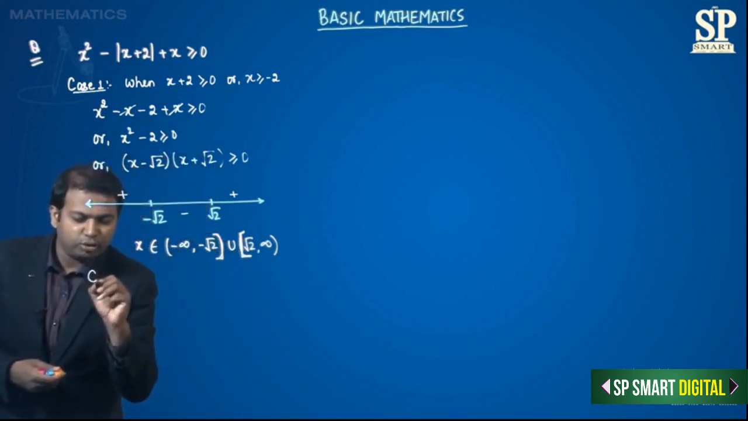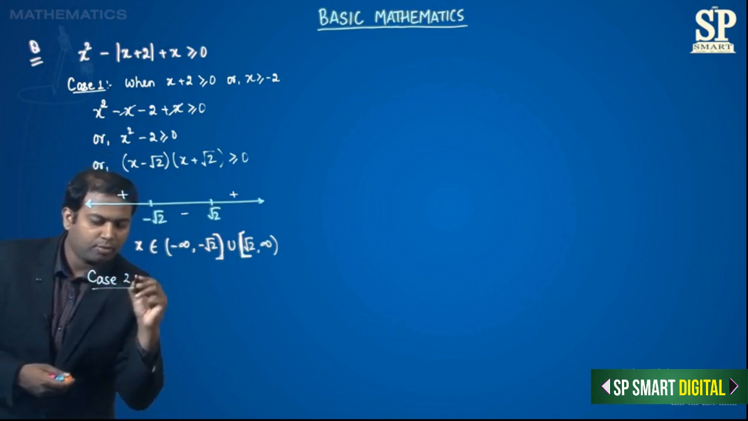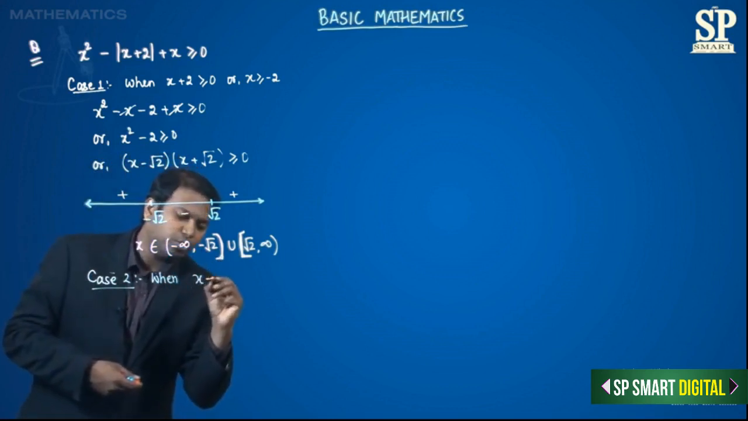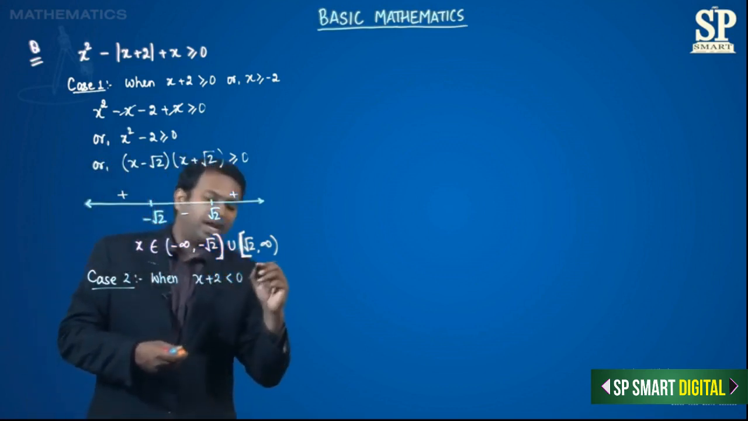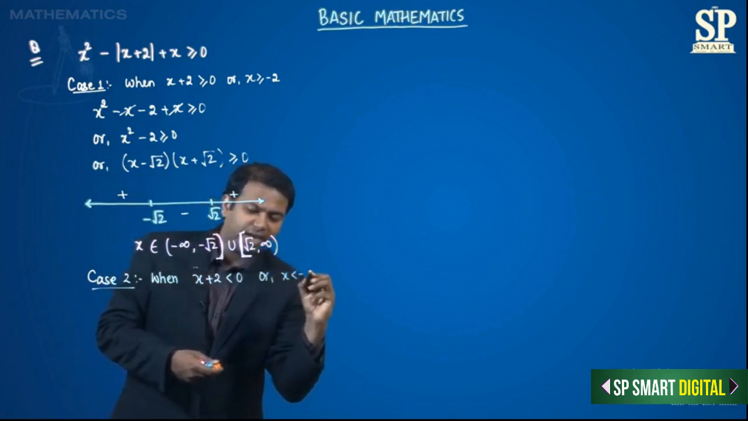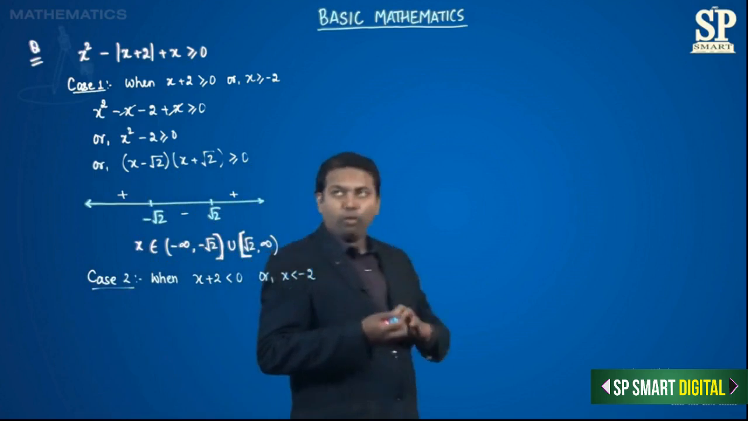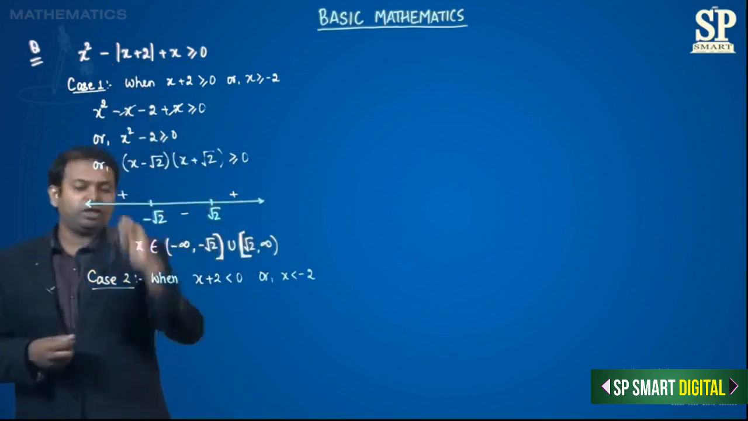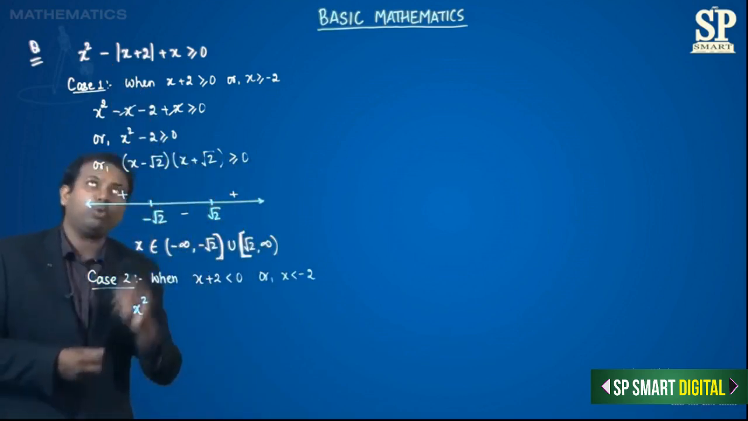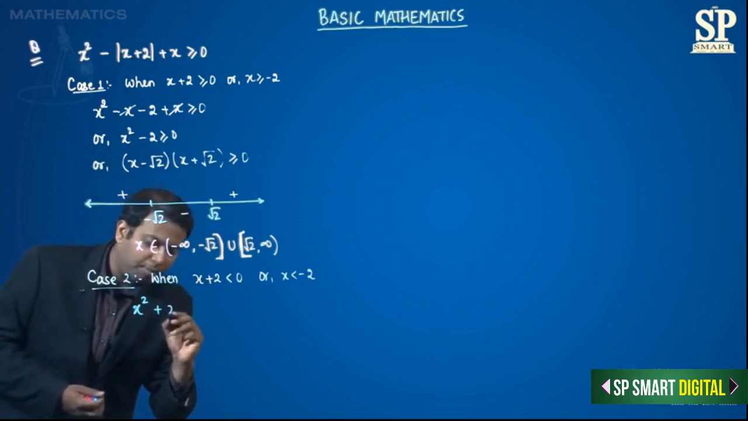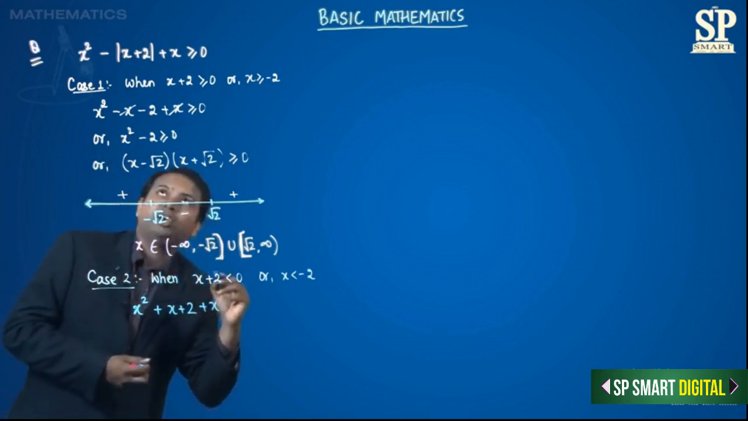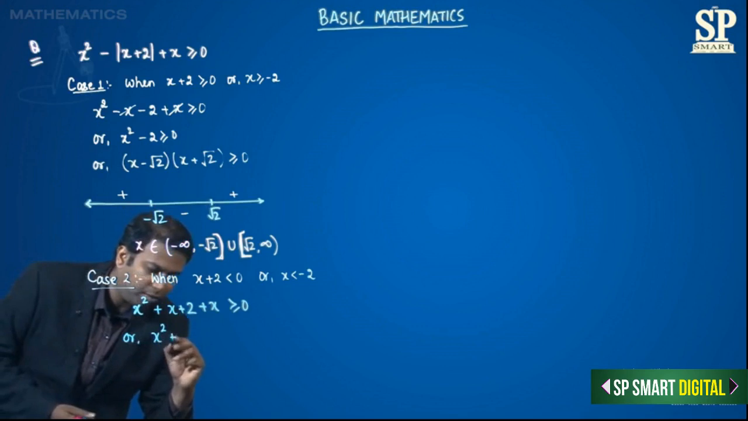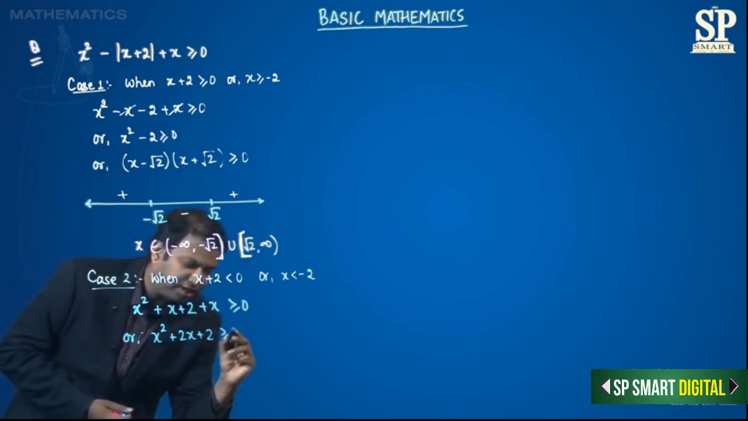Let us now discuss case 2, when x plus 2 is less than 0, that is to say x is less than minus 2. Now here what happens is if we remove the modulus sign, we get a minus sign here. So the inequality becomes x square plus x plus 2 plus x is greater than equal to 0. Now this is x square plus 2x plus 2 greater than equal to 0.